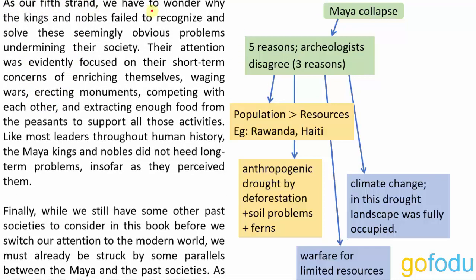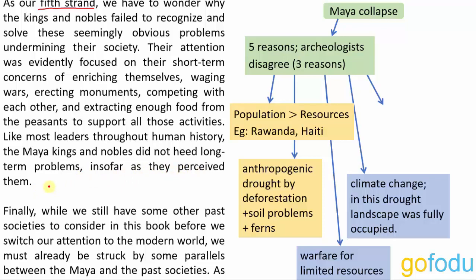As our fifth strand, here comes the fifth reason. We have to wonder why the kings and nobles failed to recognize and solve these seemingly obvious problems undermining their society. Their attention was evidently focused on their short-term concerns of enriching themselves, waging wars, erecting monuments, competing with each other, and extracting enough food from the peasants to support all those activities. Like most leaders throughout human history, the Maya kings and nobles did not heed long-term problems insofar as they perceived them.